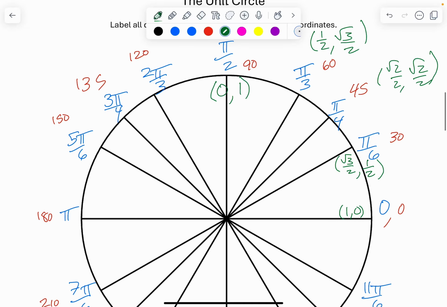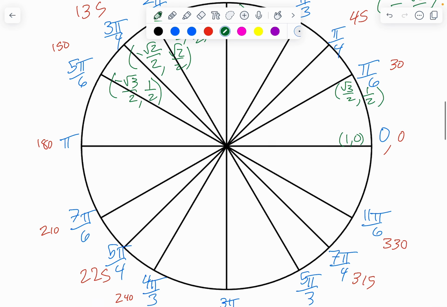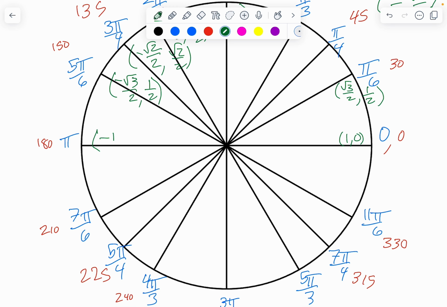Now we're going to go on the other side. The smallest of the x values is 1/2, but this is now in the negative direction, and it travels with root 3 over 2. Then the next smallest is negative root 2 over 2, comma positive root 2 over 2. And then here we have a negative root 3 over 2 and a positive 1/2. Now we're at this one where our x value is negative 1 and our y value is 0.